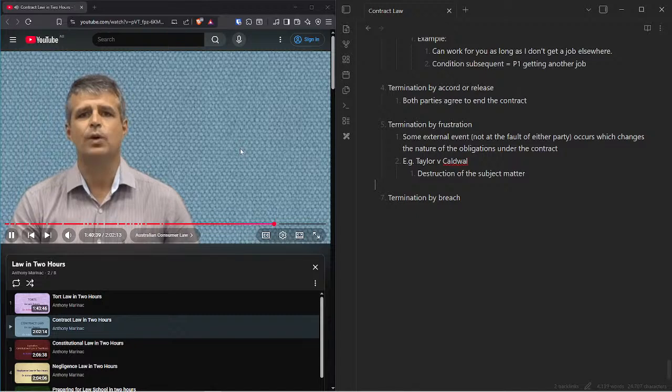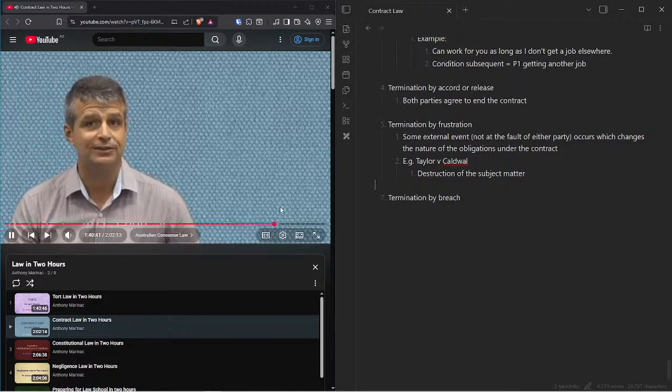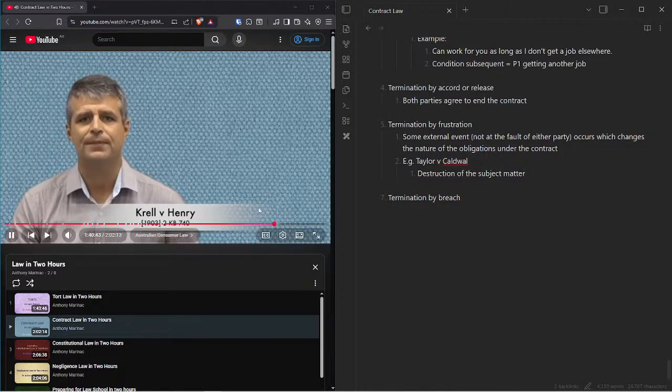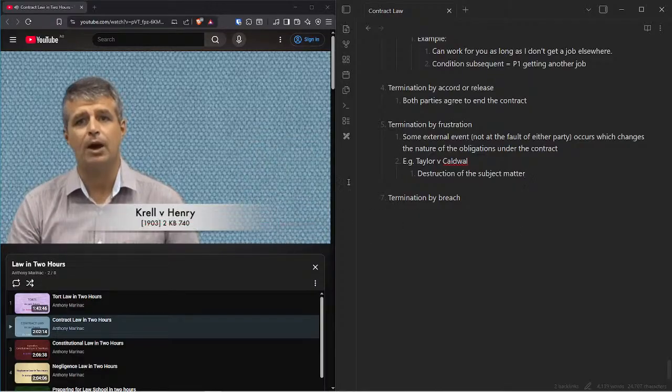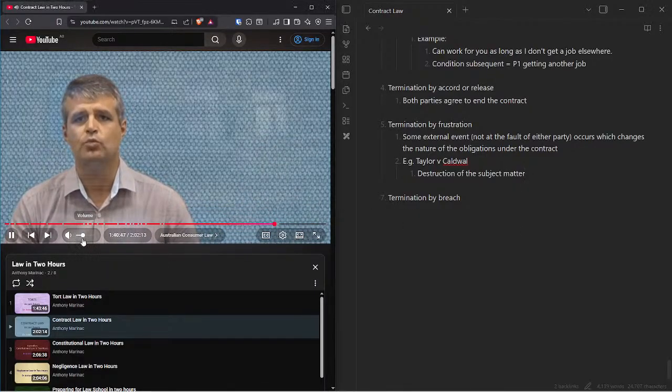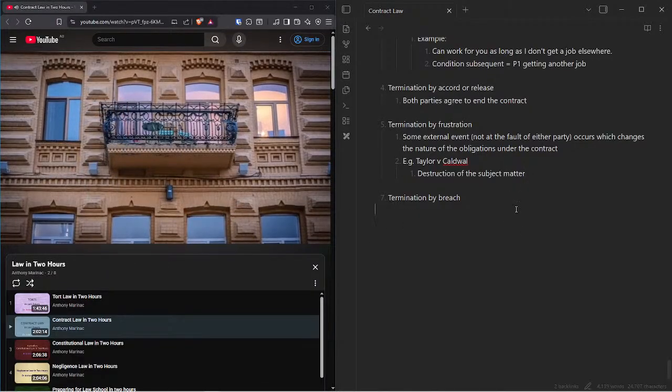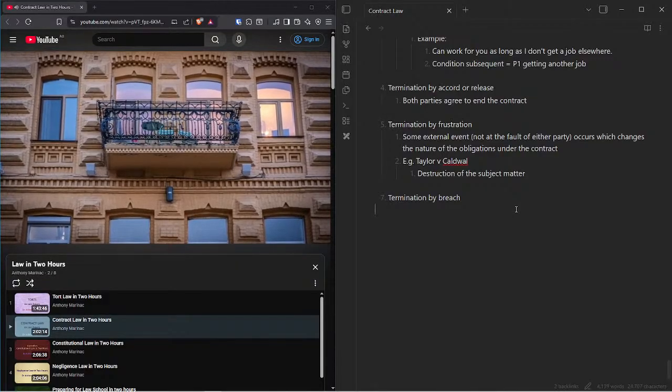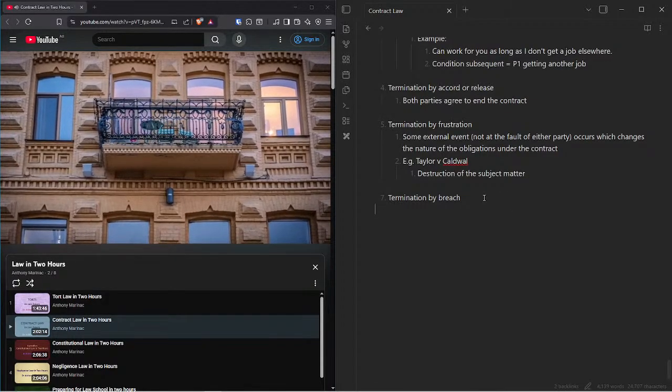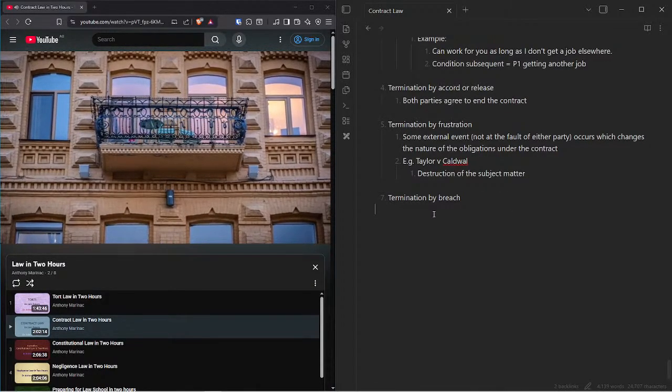A third case is one of the famous coronation cases. It's called Krell and Henry. Henry leased two rooms and balconies from which somebody could watch the king's coronation procession. But the procession was then cancelled because the king got sick.